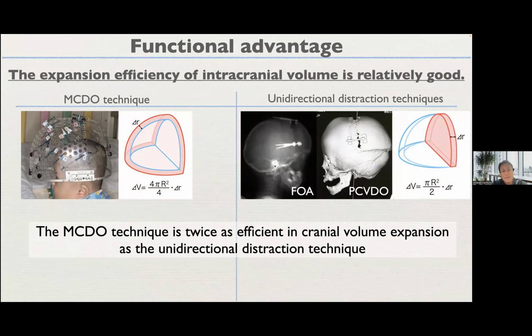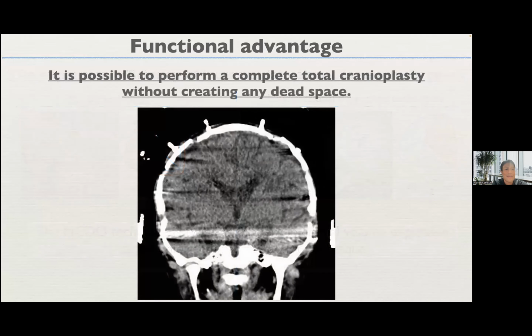The MCDO technique, which increases surface area, is twice as efficient in cranial volume expansion as a unidirectional distraction technique, such as PVDO, which only increases flat area. It is possible to perform a complete total cranioplasty without creating any dead space.